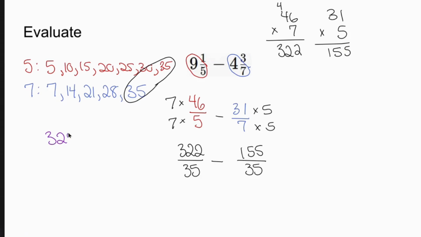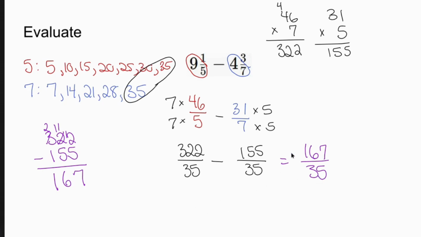So 322 minus 155. 2 minus 5 can't do it. Borrow from that 2, make you a 1, make you a 12. 12 minus 5 is 7. 1 minus 5 can't do it. Borrow from you, make you a 2, make you 11. 11 minus 5 is 6, and 2 minus 1 is 1. So you end up with 167 over 35.